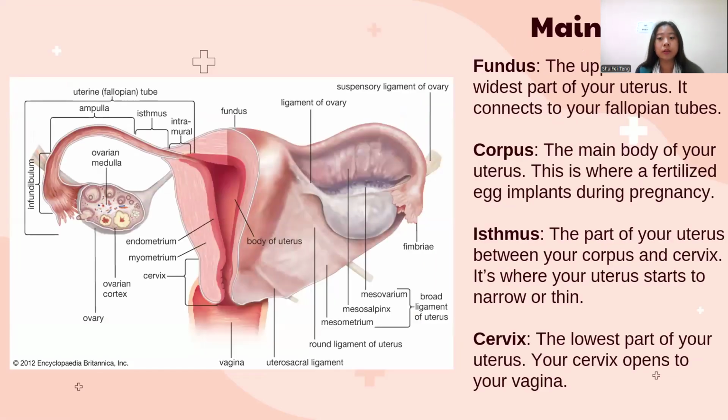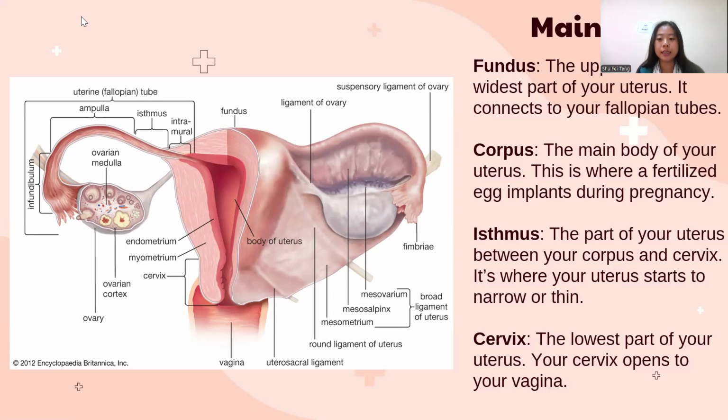So, there are 4 main parts of the uterus. The first one is fundus, which is the uppermost and widest part of the uterus. It connects to the fallopian tubes. The second one is corpus. It is the main body of the uterus. This is where a fertilized egg implants during pregnancy.